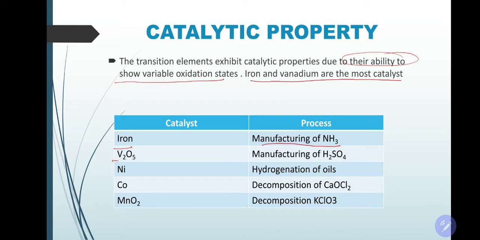Then vanadium pentoxide is used in the manufacturing of sulfuric acid. Nickel is used in the hydrogenation of oil, that is what you can say, the reduction. Cobalt is used for decomposition of H2O2. Manganese dioxide is used for decomposition of KClO3. So these are some of the catalysts we have mentioned over here, which are used in various processes.